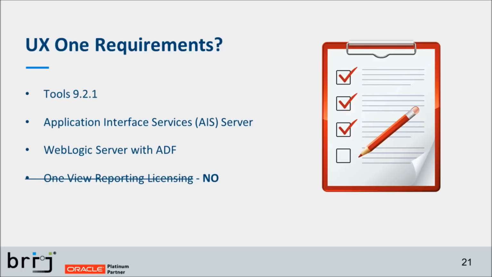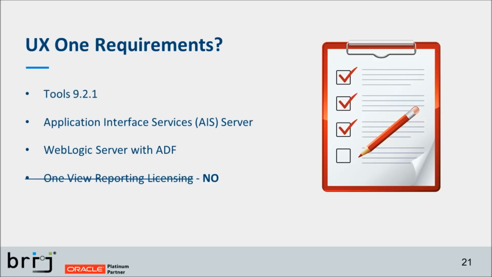So I guess lastly, what are the requirements around UX1 and pretty much everything that I've covered today? The first thing is going to be Enterprise One Tools 9.2.1, obviously, but then an Application Interface Services Server, or AIS server, which is primarily utilized if you want to make use of that Enterprise One search. The AIS server is used to interact with E1 forms and data and display that. There's also the need for a WebLogic server with ADF, which is the application development framework. These are just some components that are utilized in building those UX1 pages.